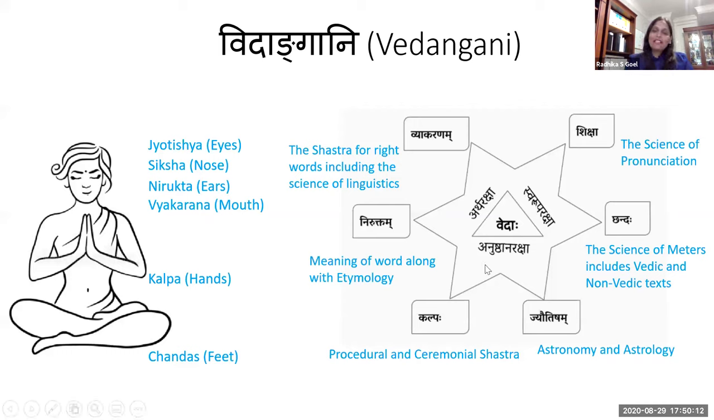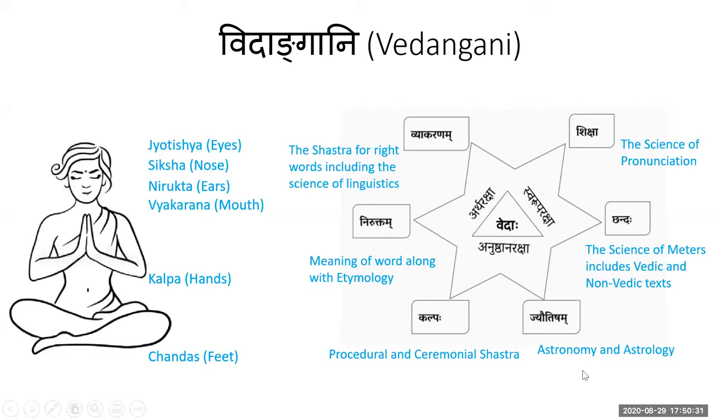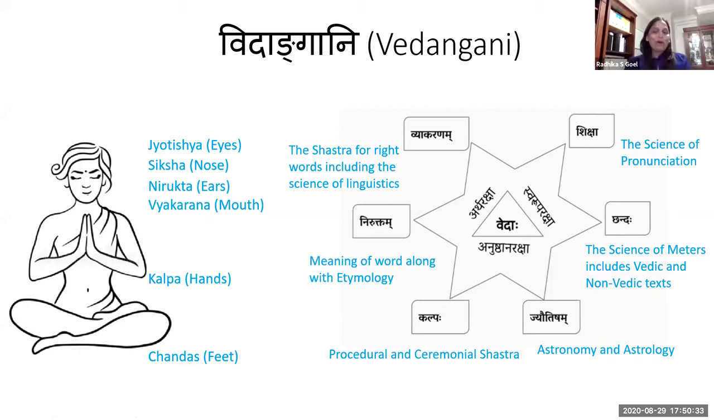And then there is Anushthana Raksha. Basically, this is done with Kalpa, which is the procedure and ceremonial Shaastra, like how to do a yaga, and so on. It is represented by hands. And then there is Jyotishyam, which is the astronomy and astrology, which is quite popular nowadays. That is with the eyes, because this started off with deciding the right timing to do the ceremonies or yagnas and all.